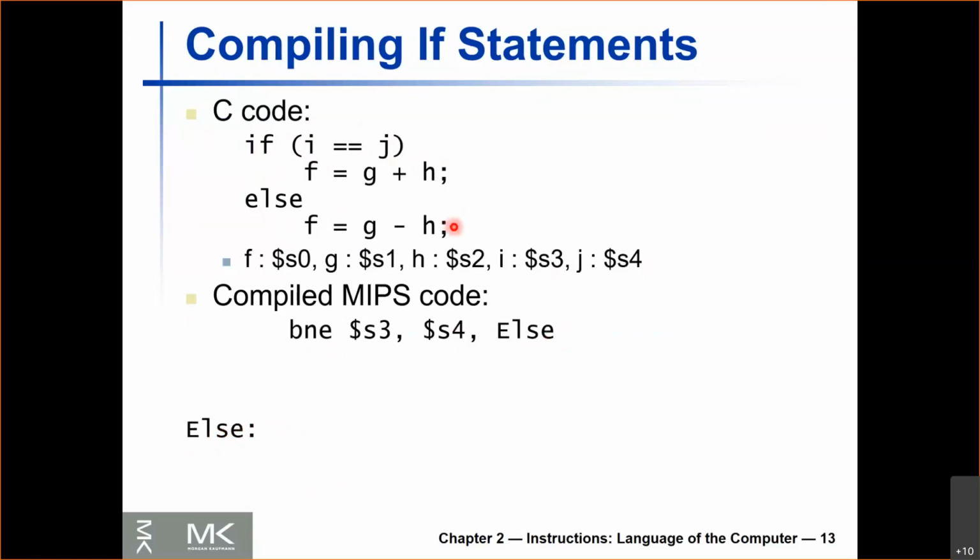Okay, so now I've done this condition over here. If i and j are not equal, I'm going to go to the else label. But if i and j are equal, I'm just going to continue executing the next instruction. So what should the next instruction be? Well, the next instruction is going to do f equals g plus h. So how do we do that? We saw that before. What instruction do we use?